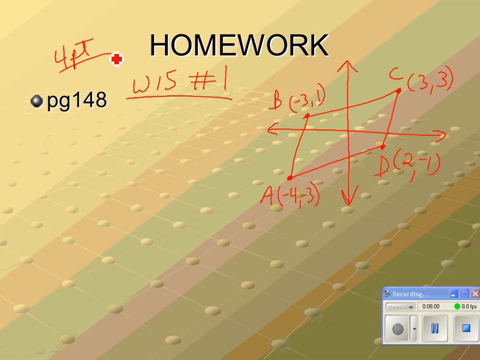First thing I'm going to do is, if this is a parallelogram, what do we know about AB and CD? They should have the same slope. So I'm going to go over here, and I'm going to find the slope of line AB, and I'm going to find the slope of line CD.